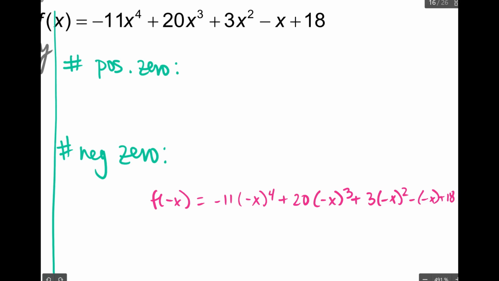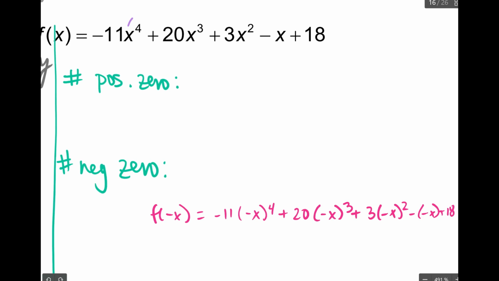Alright, let's go through. Let's see how many sign changes we have. So we go from a negative to a positive, so there's 1. Then positive to a negative, there's my second change. Then here's my third change. So either I have 3 or 1, because I have 3 sign changes.